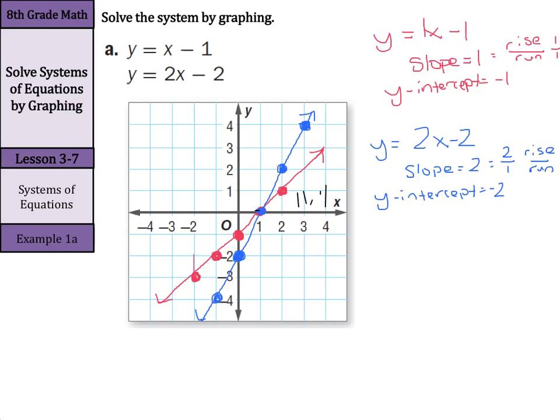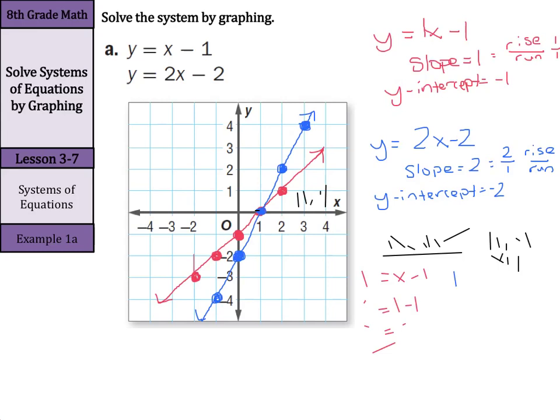Now we can actually check our work here. If we start with our first equation, y equals x minus 1, if we put in 1 for x and 0 for y, we should get the left side equal the right side. So we should get 0 for y, 1 for x, and 1 minus 1 is 0, so we have a check there.